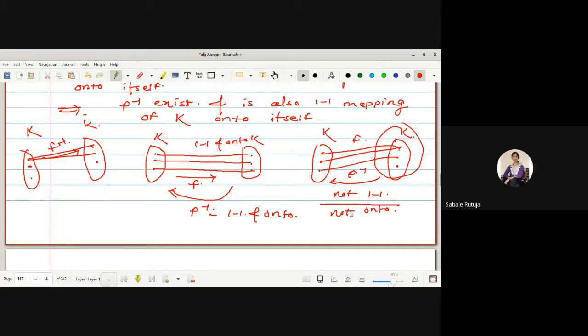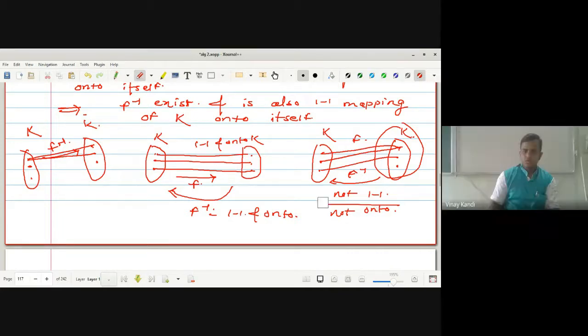ओके. समजा फंक्शनचा डोमेन आणि कोडोमेन सेम आहे तर एखादा फंक्शन 1, 1 असेल तर तो ऑनटू असतोच. बघ, डोमेन आणि कोडोमेन जर सेम असेल तर तोच असेल. There is no need to prove the ontoness if the domain and codomain are the same. If the function is 1, 1, then the function is onto also. So here F inverse exists and F inverse is also a 1, 1 mapping from K to itself.